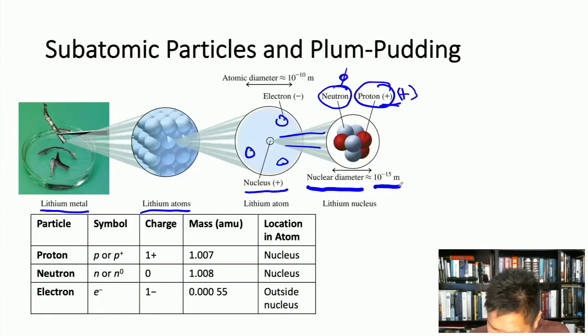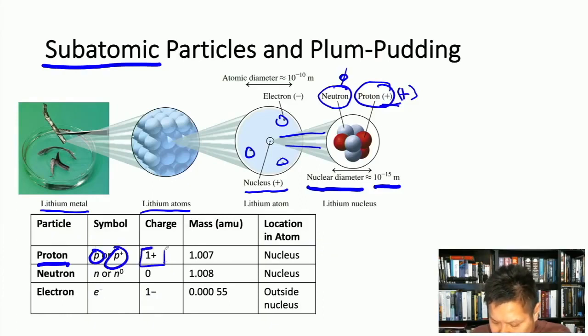Anyway, so looking at each subatomic particle, we call this a subatomic particle because we're going below the atomic realm, right? Protons have the symbol p or p+ because they're positively charged, and you already know that they have a +1 charge right here, and they have a mass of about 1 AMU, or specifically 1.007 AMU, and they're located in the nucleus. Neutrons have 0 charge, so their symbol is n or n0 superscript. 0 charge, of course, and almost the same weight as a proton.